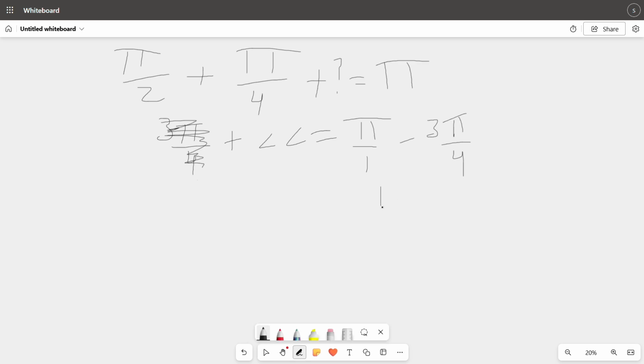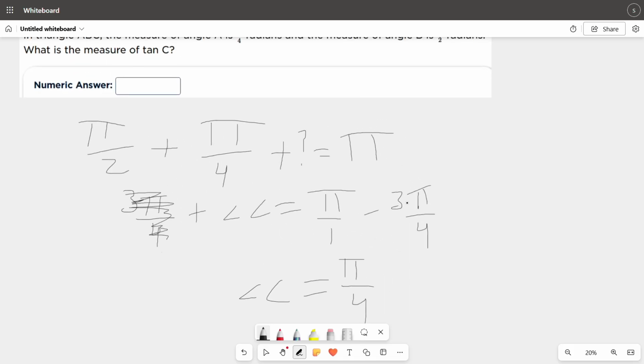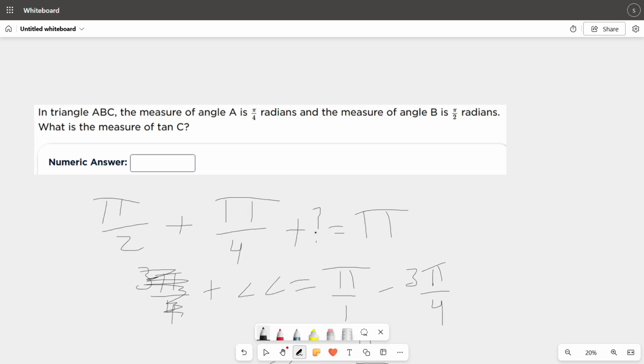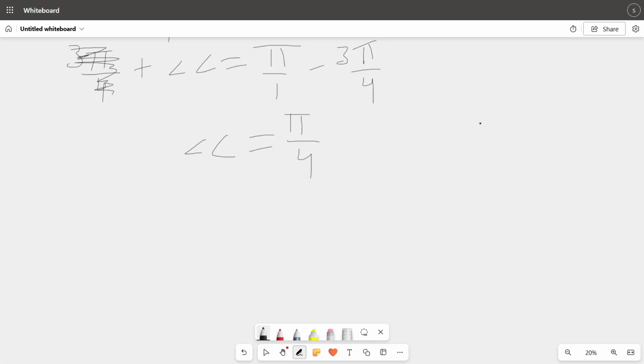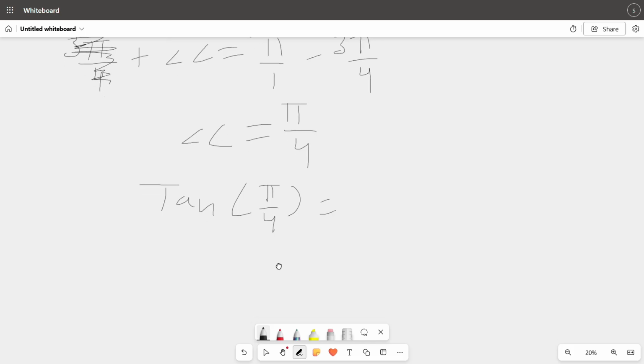So let's write that out, is equal to angle C. So this is what angle C equals, and what it's asking for is the tan of C. So we could find that out by plugging this in, and what would tan of pi over 4 be?